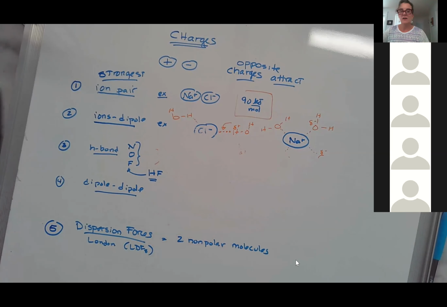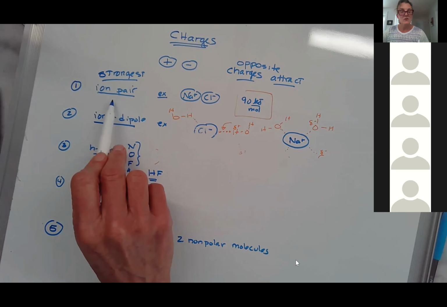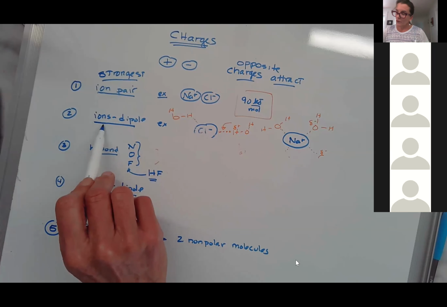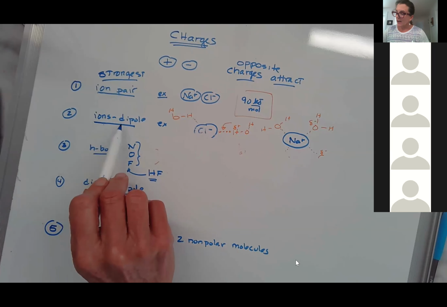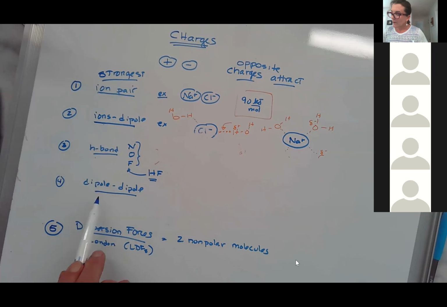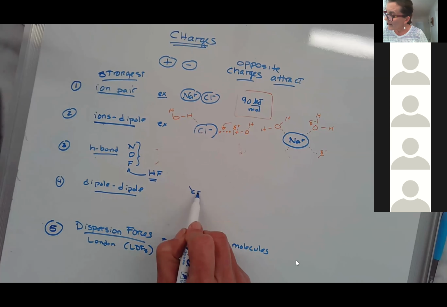Right here in the ion pair, I have two full charges. In the ion dipole, I have a full charge and a partial charge. In the hydrogen bond, I have two partial charges interacting. In the dipole-dipole, I have two permanent dipoles that interact, right? Because I have something like this.